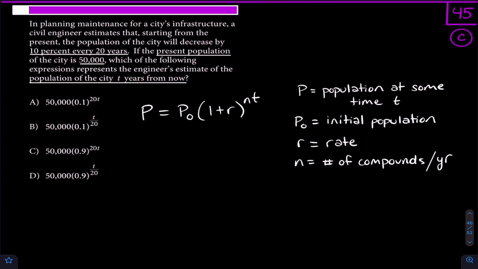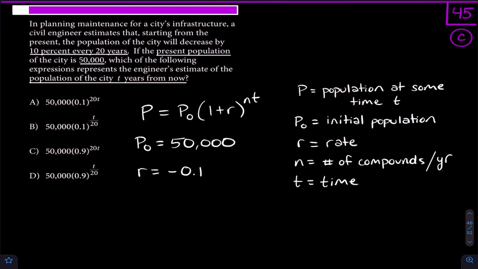So that's just something to especially review before you go into the SAT, because I know most people just get confused at that point. And t is going to be time. But that's it. So now let's just start naming the information that we've been given here. First off, we were given that our initial population is 50,000. We were given this 10% every 20 years. The rate here, we are losing 10%. So that's going to be negative 10% or negative 0.1.